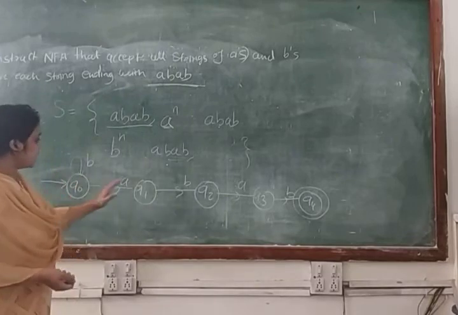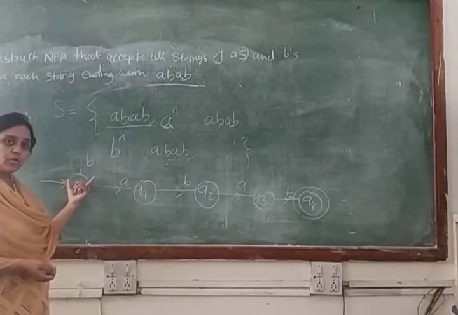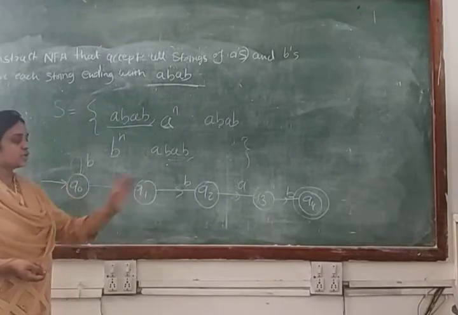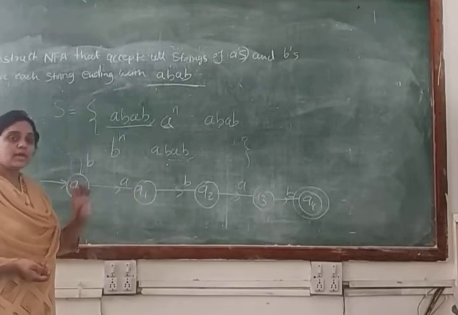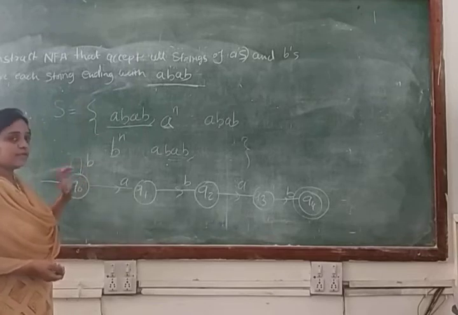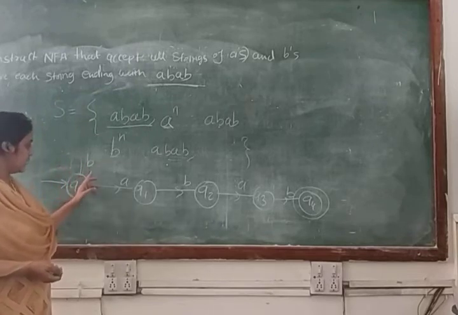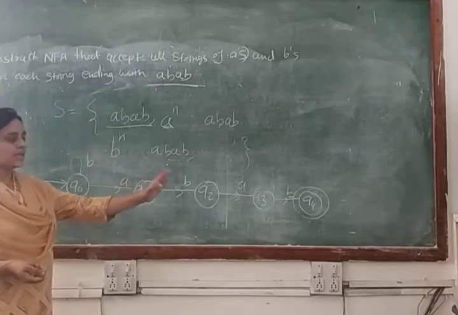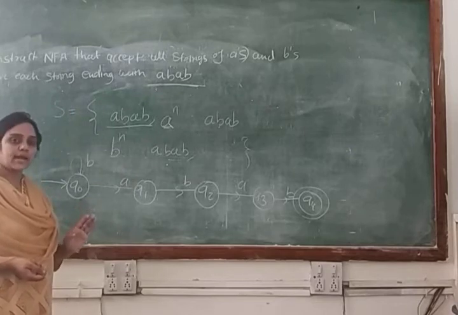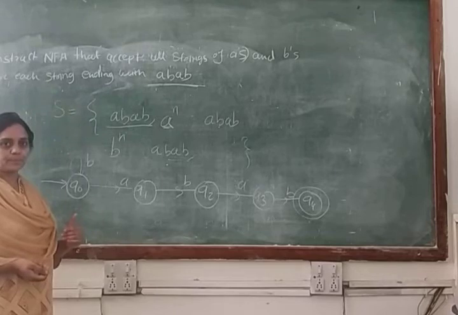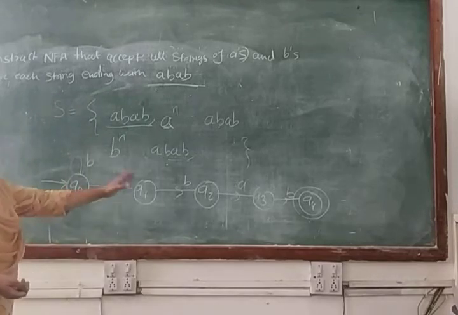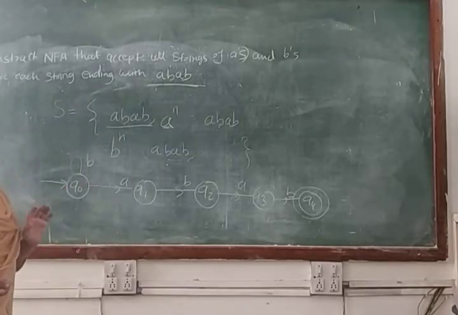Now, in that case you can see your machine can start with B also, and your machine should end with ABAB. Your machine can end with ABAB. Okay? Means if your machine is starting with B, in that case BABAB. This type of string you will get, and this string is accepted by your machine. Okay? This string will be accepted by your machine.